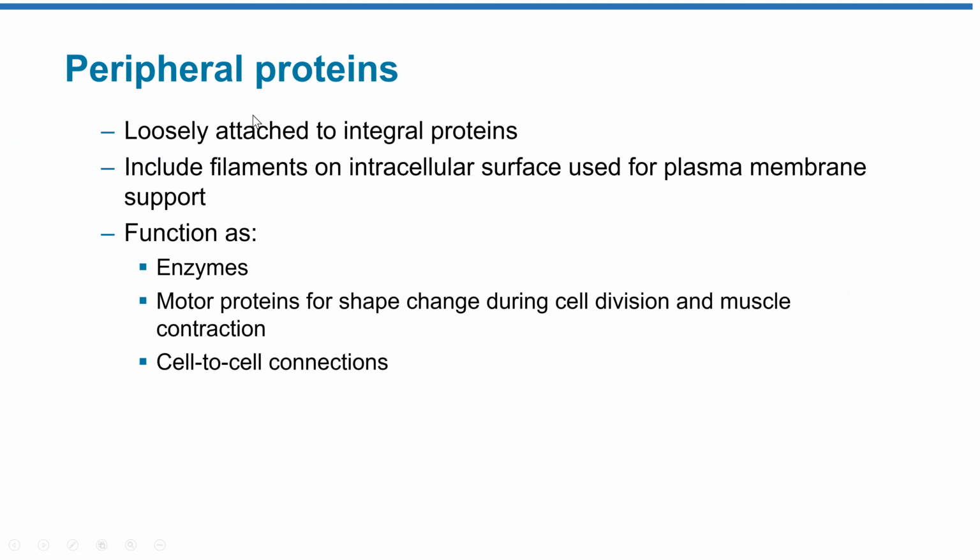Peripheral proteins are loosely attached to integral proteins, include filaments on the intracellular surface used for plasma membrane support, and function as enzymes, motor proteins for shape change during cell division and muscle contraction, and cell-to-cell connections.